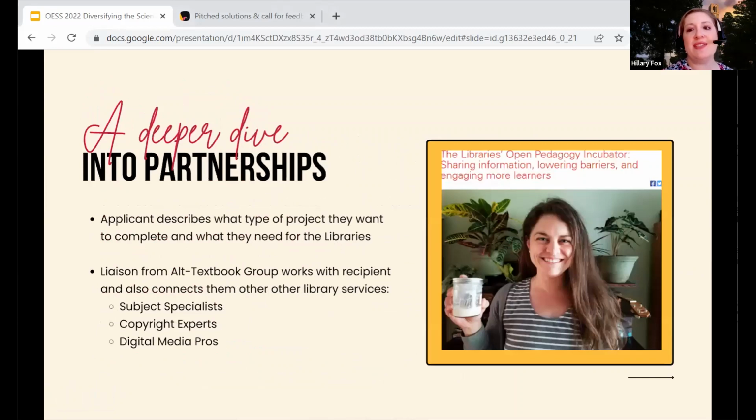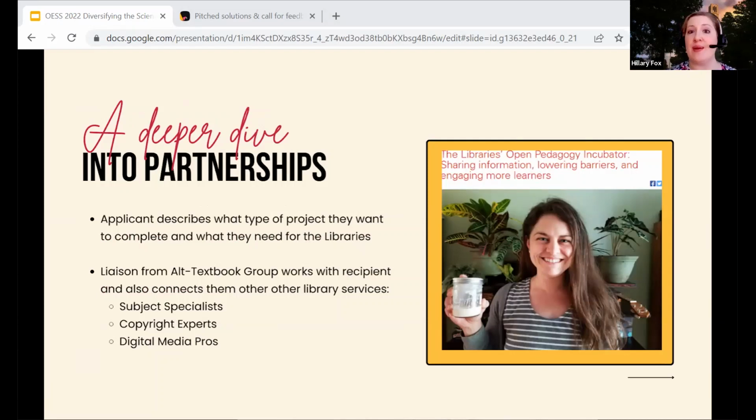And to take a bit of a deeper dive, the libraries isn't just giving money and saying, good luck, here you go. Depending on what the grant recipient needs, the library caters to providing those services or connecting that recipient with someone who is able to help them. So the first thing that the alt textbook team does within the library is get more information on what that instructor is trying to do. And as I said, we connect them with the appropriate people.